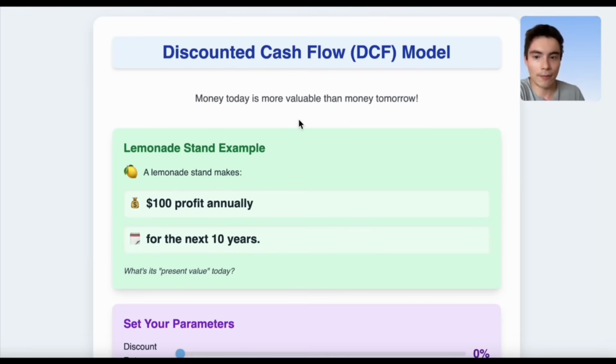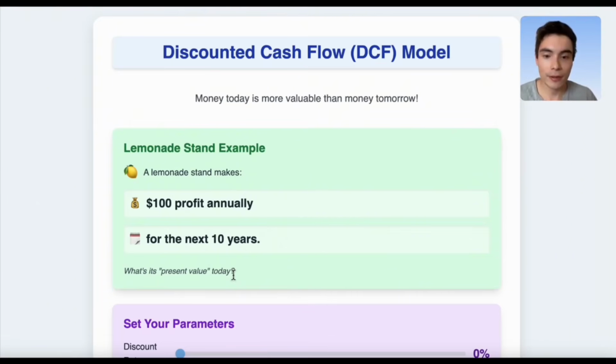A small example is a lemonade stand, a simple business example. This lemonade stand makes $100 profit annually. So after costs, this is the net profit, the earnings. This is the same, and we're going to talk about this later, as the owner's earnings of Warren Buffett: what's left for the stock owner, what's left in your pocket. So after a year, you have $100, and it will exist for around 10 years.